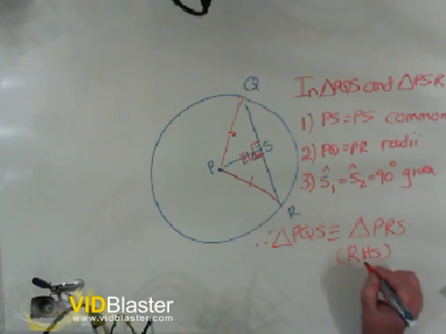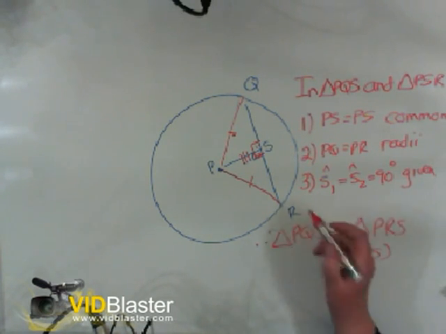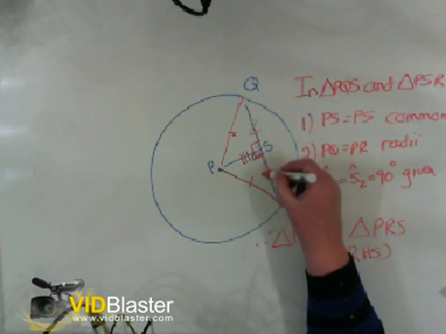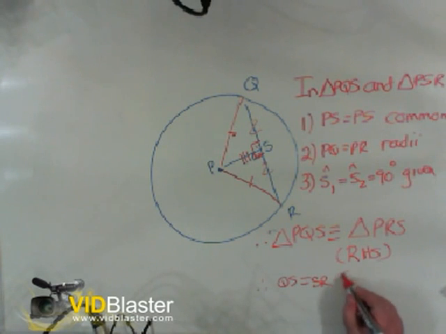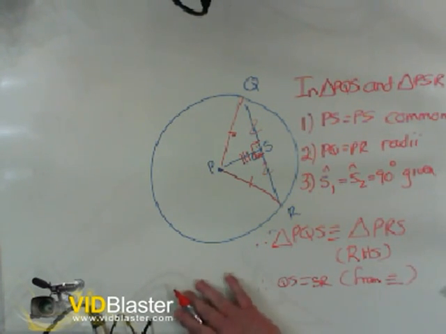So that's been pretty painless up to now. What was the theorem asking you to do? It was asking you to prove this equal to this. Well, therefore, from the congruency, QS equals SR. So you see how painless it is if you do it like that.